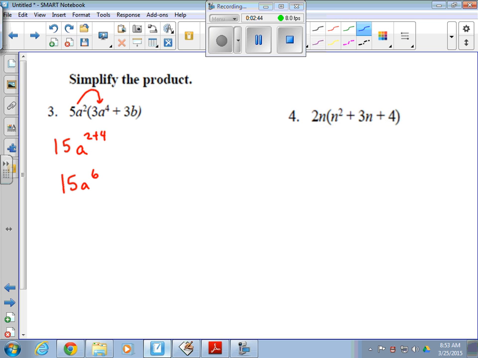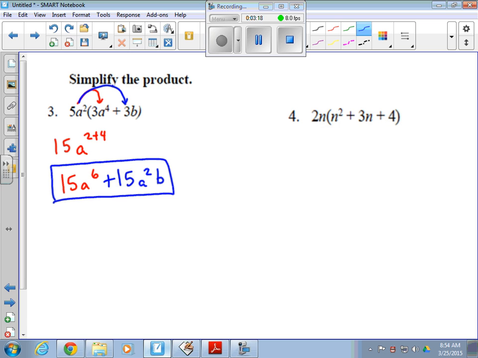Also, you have 5a squared times 3b. Again, you multiply 5 times 3 and you get 15. But this time, it's not the same base, a and a. One of them's a, the other one's b. You still have a squared, and it's multiplying by b. So it says that it was a positive, so plus that. And these are not like terms, so this is all you can do with this. You cannot combine them from there.